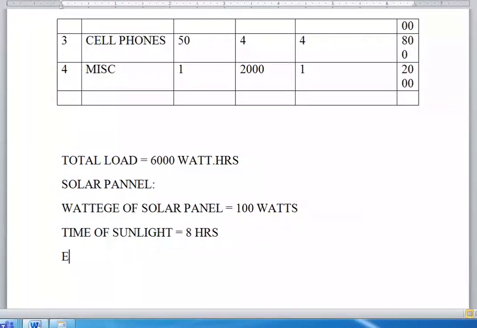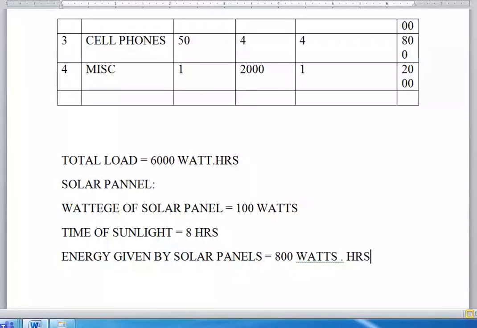Energy given by solar panels is equal to how much here? It is 8 into 100. So this will become 800 watt hours. Remember, I am multiplying, so I will write watt hours.